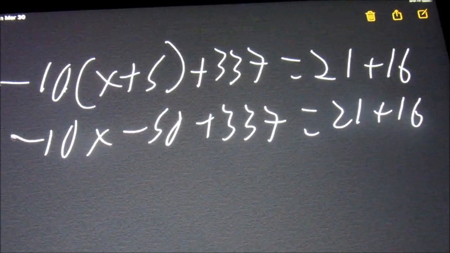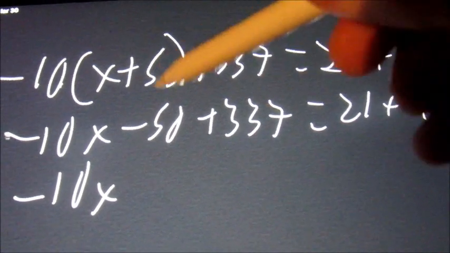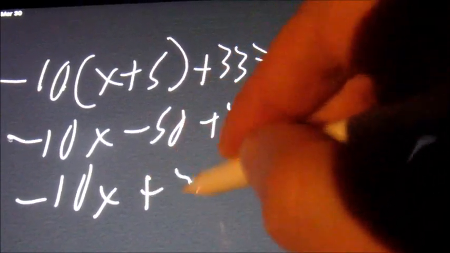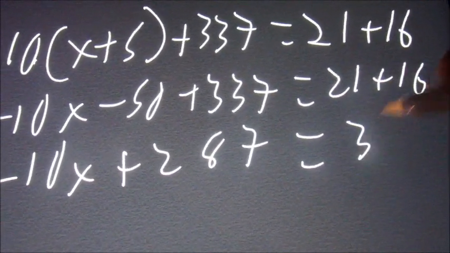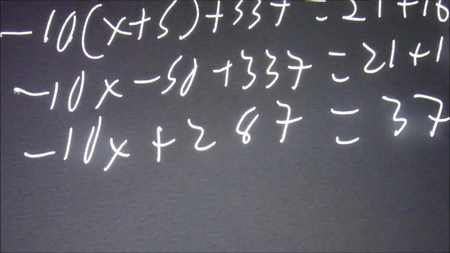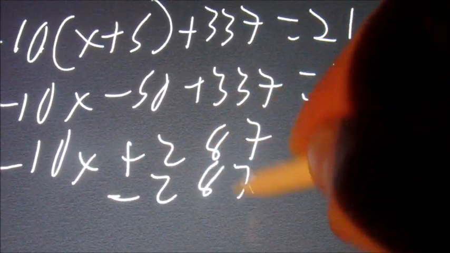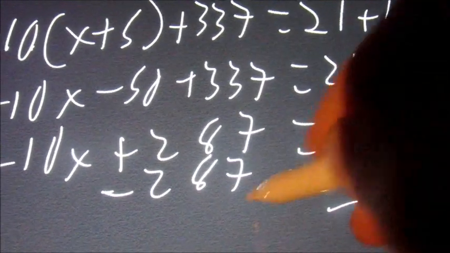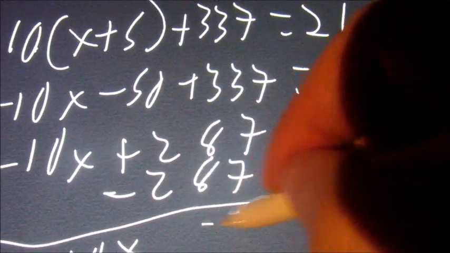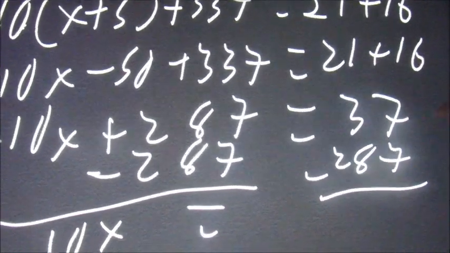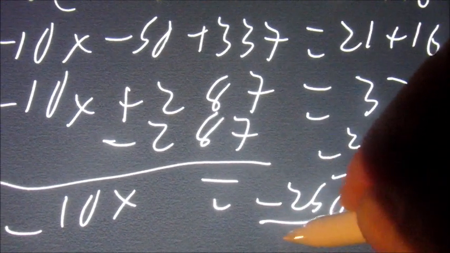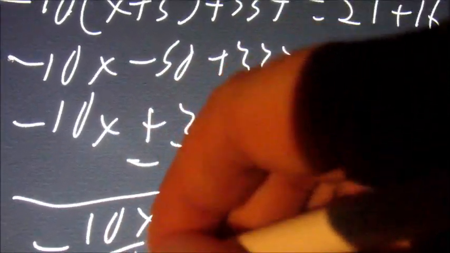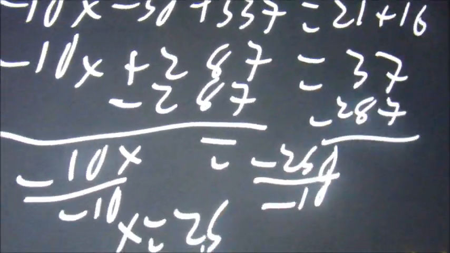Now we're going to combine like terms on each side. So we'll still have the -10x. 337 minus 50 is plus 287, and we have 21 plus 16, which is 37. Now I'm going to subtract the 287 from both sides. We still have the -10x equals 37 minus 287, which becomes -250. Divide both sides by a -10, and x equals 25.